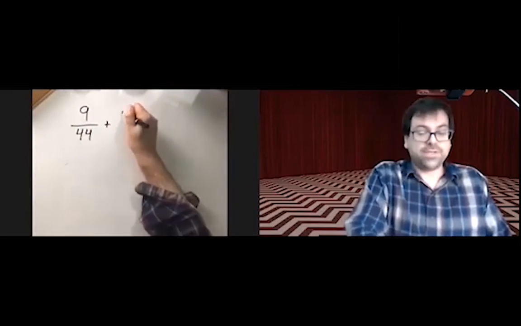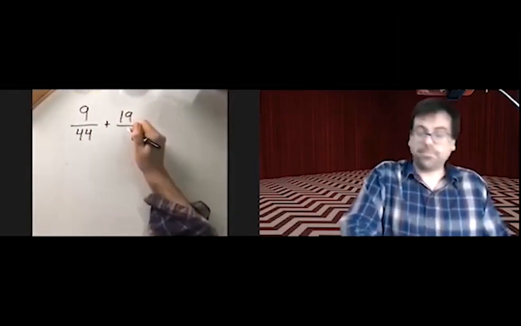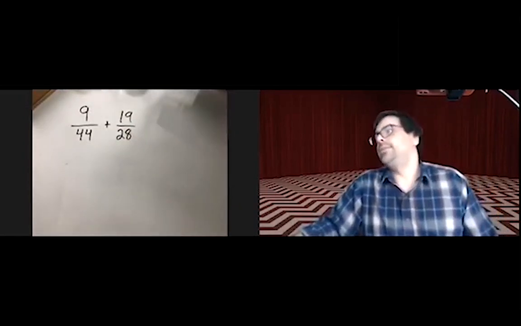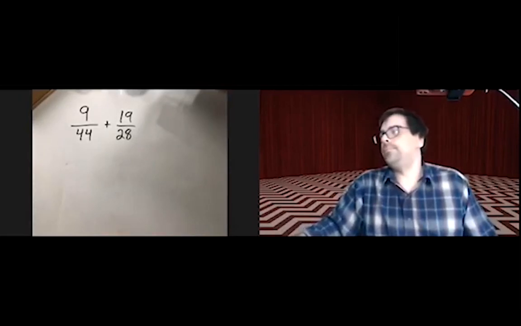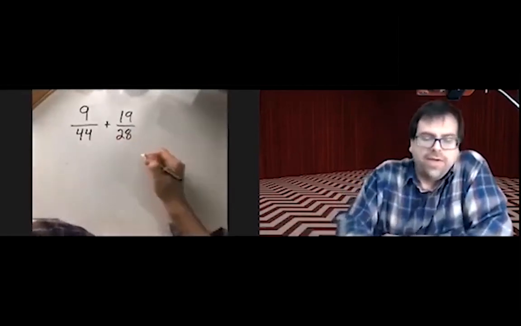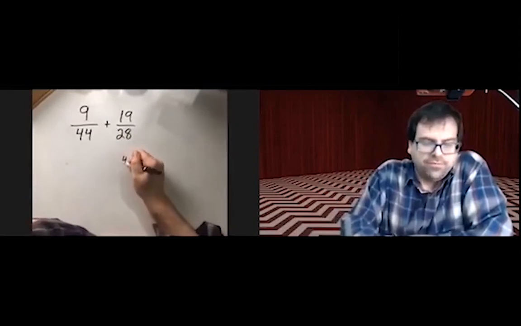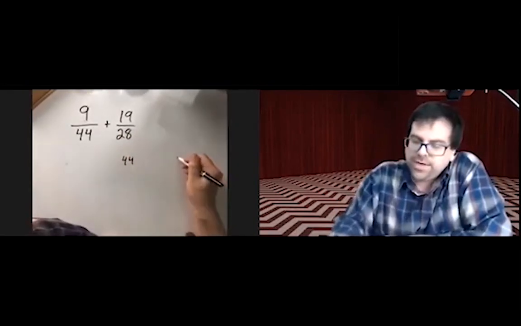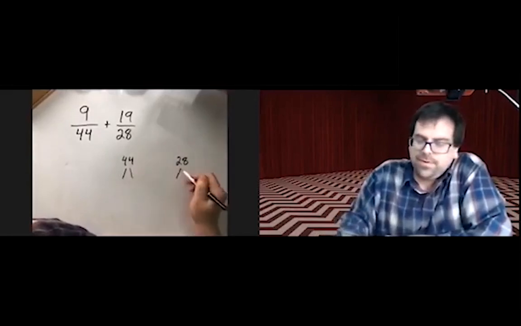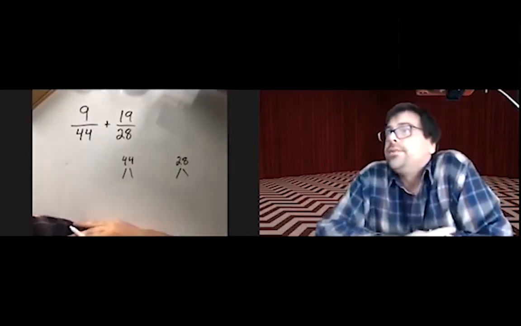9/44ths plus 19/28ths. We need the prime factorizations of 44 and 28. Notice this time, I'm going to show you the trees.